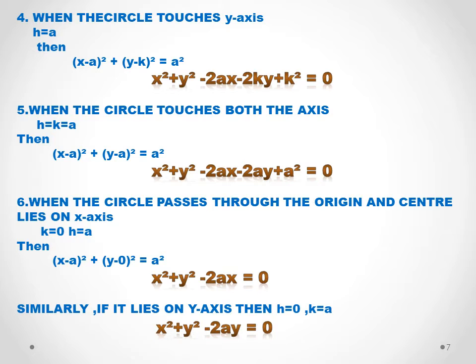And again, if it is passing through the origin and the center lies on the y-axis, similarly, here your x coordinate will be 0, meaning h is 0 and k is your radius, that means k is equal to a, and the equation will become x square plus y square minus 2ay is equal to 0. So these are some of the special cases. You just need to remember where your circle is lying, the placing of the circle, and you can find out the equation simultaneously.